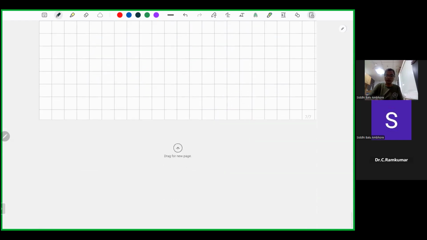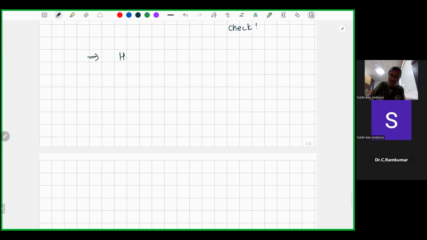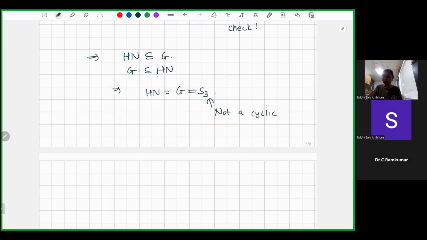So this implies that this H into N is actually the whole of G, because no other elements remain. H and N are contained in G, but we just showed that all the elements of G are contained in HN. So this implies that HN is the whole group G, that is S3. But note that H and N both were cyclic groups, while S3 is definitely not a cyclic group, right?